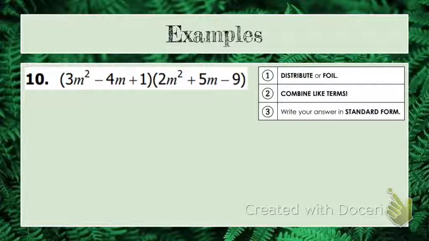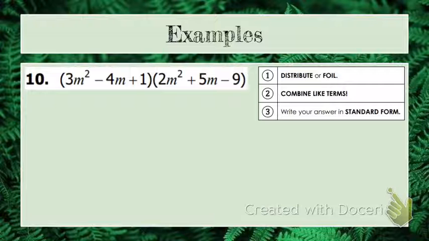The last example I'm going to do with you is this trinomial times a trinomial. And I'm doing this one with you. I think you could do it yourself, but I want to show you a little bit different way to organize this that might make your life a little bit easier.